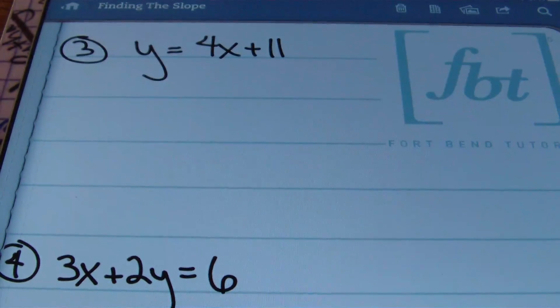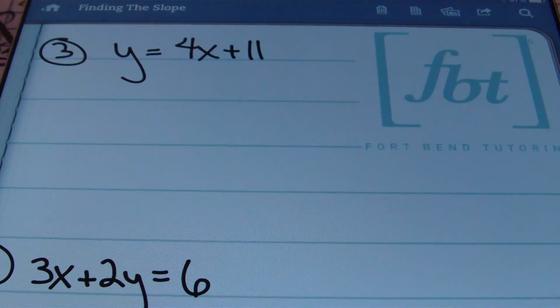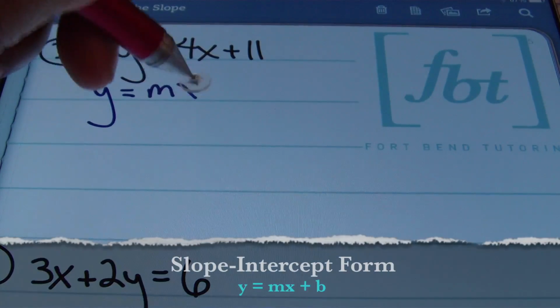All right, so here we have it. In problem 3, we're asked to find the slope, right? We're asked to find the slope, but yet they've given us a linear equation. So with this linear equation, y equals 4x plus 11, please be aware of the slope-intercept form. What is the slope-intercept form? It's this y equals mx plus b form.